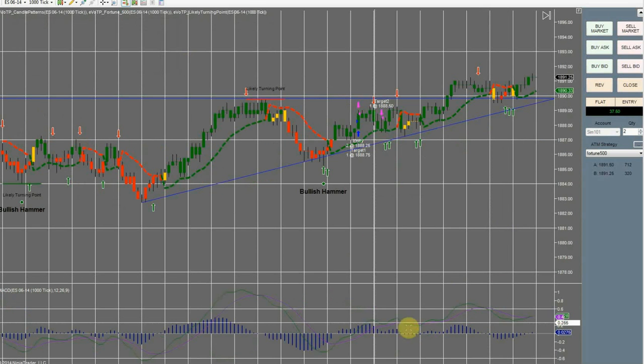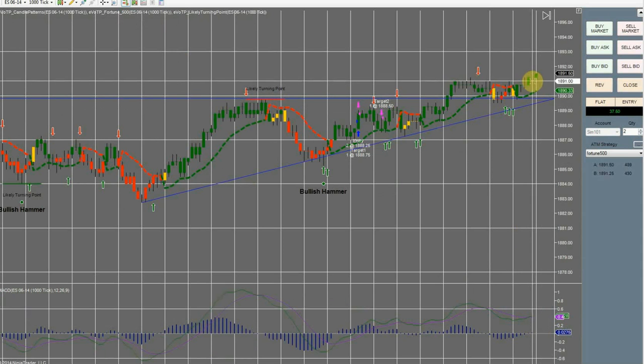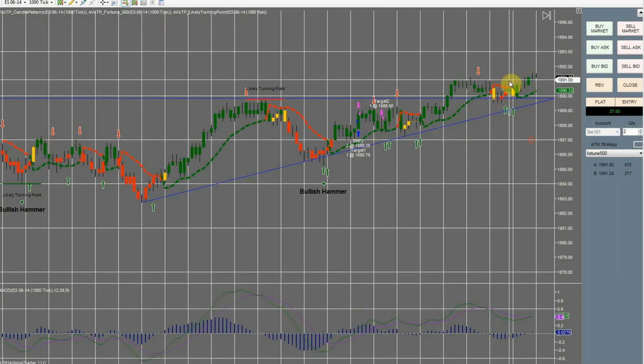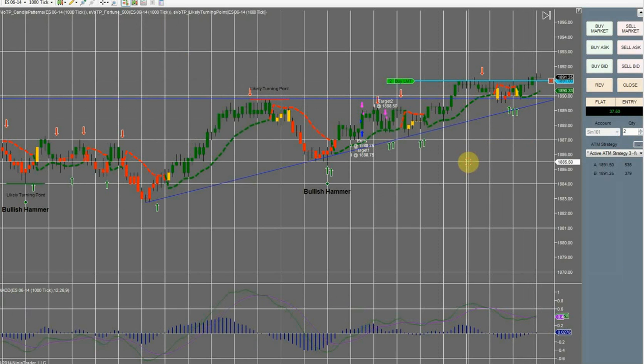Okay, it looks like we have a cross of the MACD here. And as you guys can see here, we do have a couple arrows. Footprint is up, and obviously the price action is green. So this is a trade we can definitely look at taking. Order pending. So I'm going to place that there, and we will see if we get filled.